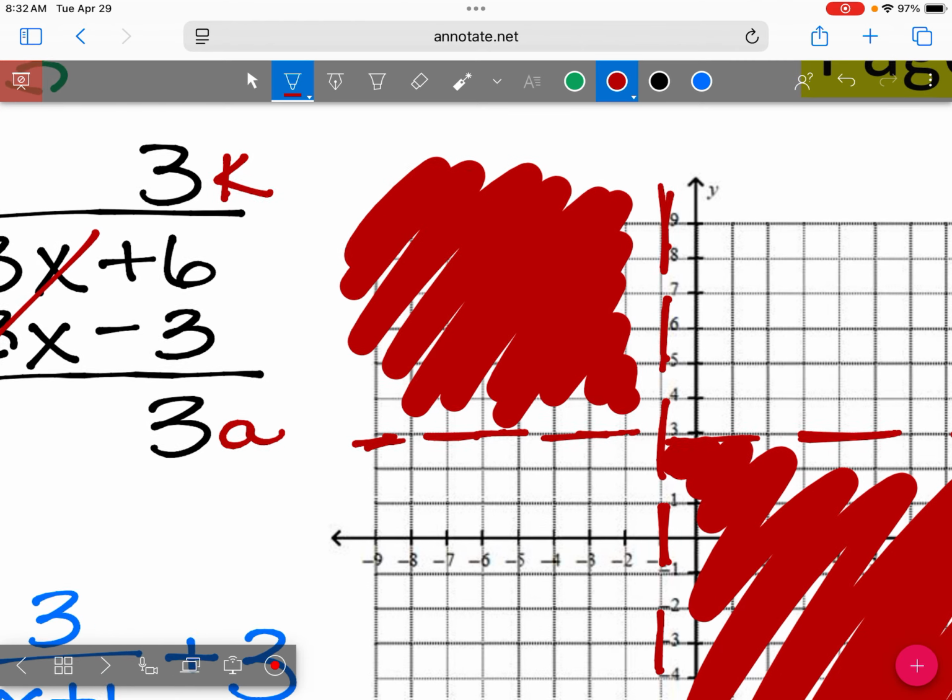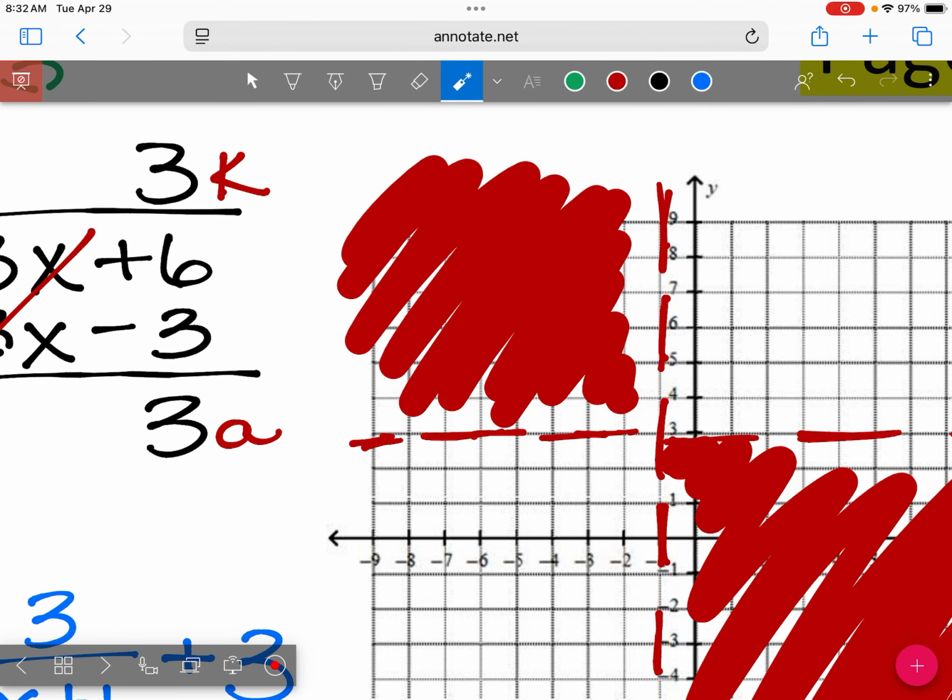Now A is 3. So go to the cross, hop up 3. And when you hop up 3, 1, 2, 3, you take a step in, you should land right here. Go back to the cross, go to the right 3. 1, 2, 3, take a step up, you should land right there. Let's go ahead and graph it out.